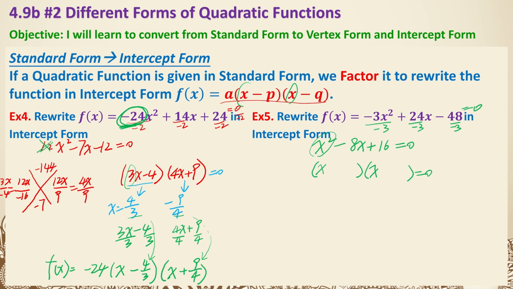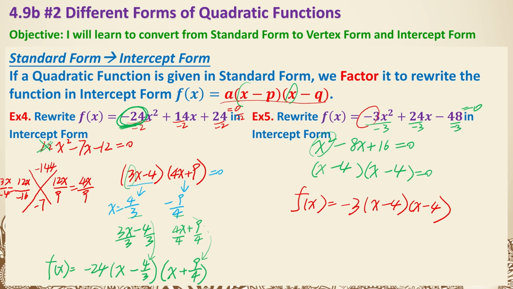We need two numbers that multiply to get 16 and add up to a negative 8. It's going to be a minus 4 and another minus 4. So in this case, you can see we already have just x in each parentheses. So we can quickly write it in intercept form: x minus 4 and another x minus 4. But we have a negative 3 in the front.